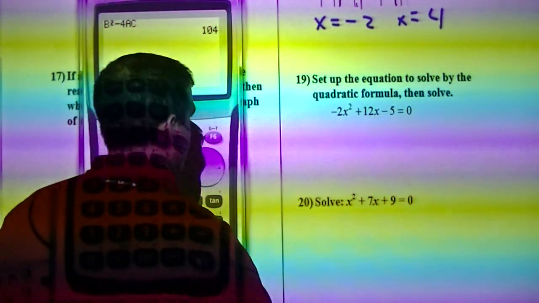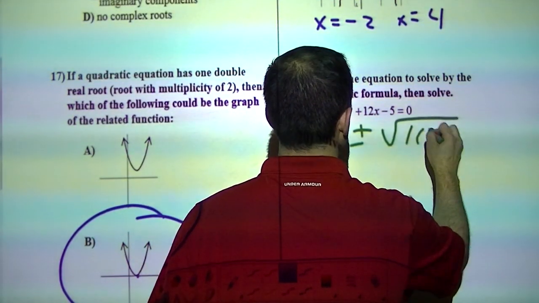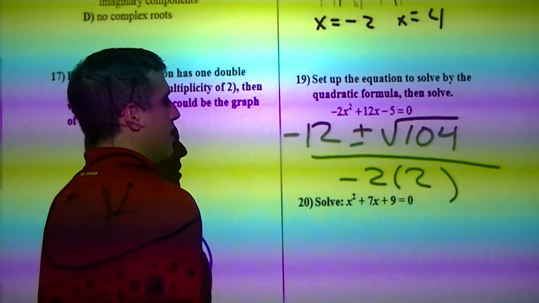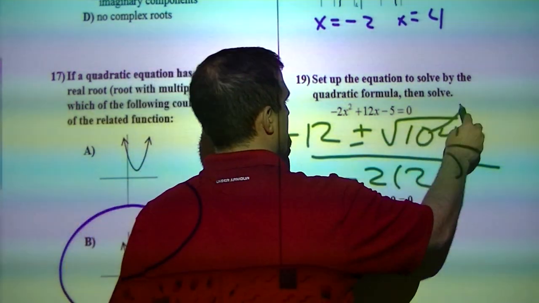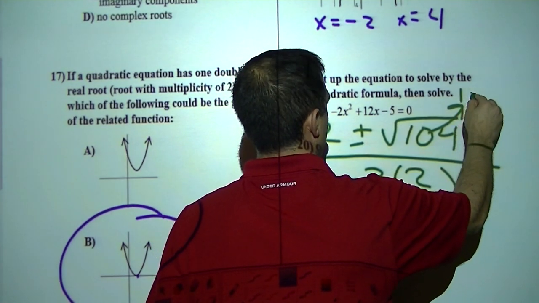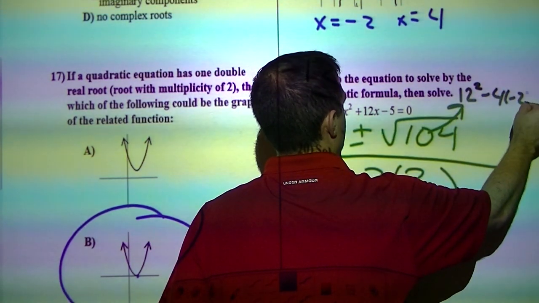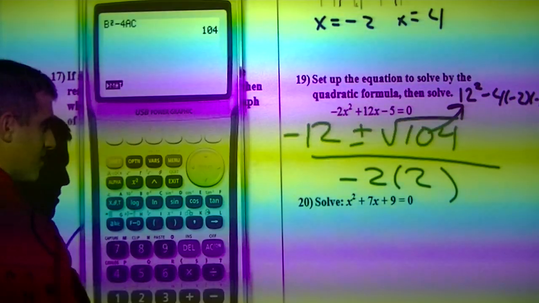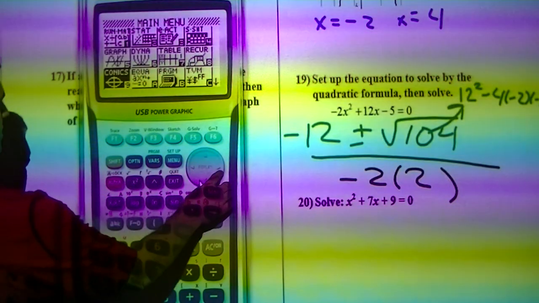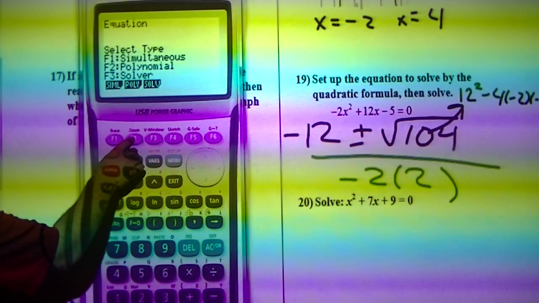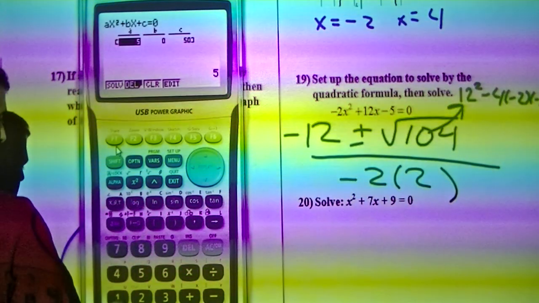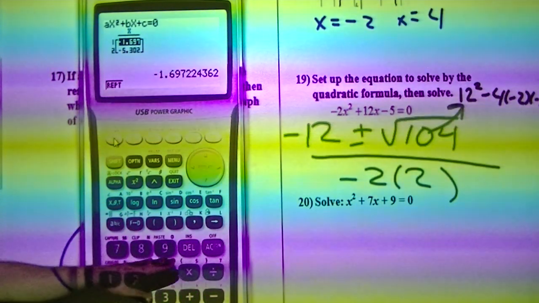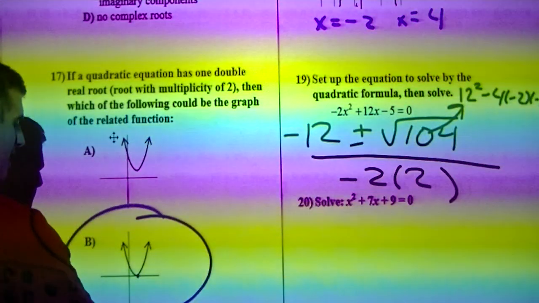So what I'm going to have is plus or minus the square root of 104, over negative 2 times 2, and that's going to be negative 12. They might want you to write that out, which was just 12 squared minus 4 times -2 times -5. It's another way to do it. Solve, like I said, you might want to check that in the equa section. In the polynomial, it's a degree 2, it's 1, 7 and 9. Nasty answers. So we have to find out what that's going to reduce to.